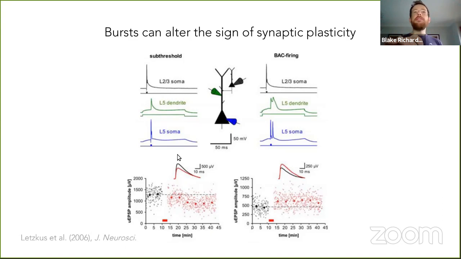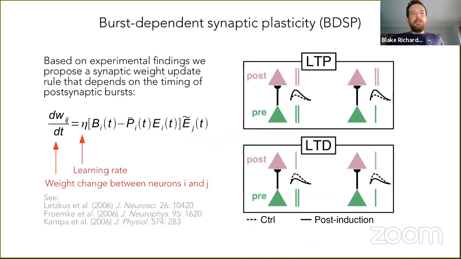Whereas if they induce bursts in the L5 neuron by depolarizing the L5 dendrite enough, then they can, in fact, turn that long-term depression into long-term potentiation. So you get a flip in the sign of plasticity from negative to positive as a result of the presence of the burst. So inspired by this and inspired by a couple other papers, we formulated a synaptic update rule for cellular level models as follows, which we call burst-dependent synaptic plasticity, or BDSP.